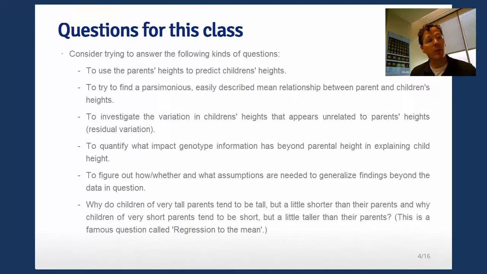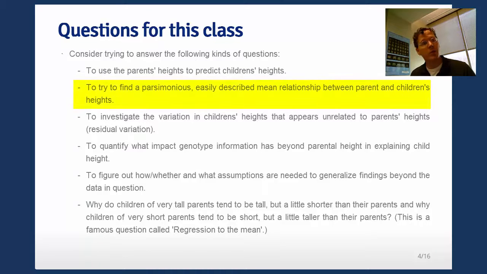Let's go back to our example where Francis Galton was using the parent's height to predict the children's height and talk about the kinds of questions we can answer. So we might want to use a parent's height and try and predict their children's heights. We might want to find a parsimonious and easily described mean relationship between the parents and child's height. So we don't want anything complicated. We want the simplest possible relationship, and that is what regression is best at.